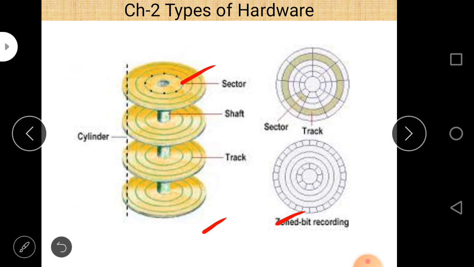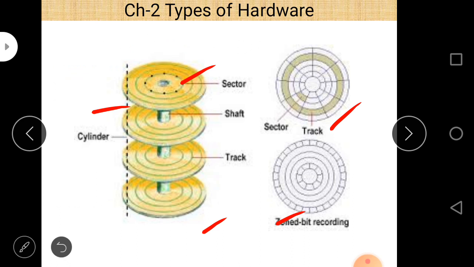Platters are divided into concentric circles. Concentric circles are called tracks. Tracks are again divided into pie-shaped regions, that is called the sector. And if we join each and every track, then we get a cylinder here. And in a platter there are 2 read-write heads on both sides, and these read-write heads are connected to an access arm, and by rotating the disk we can store the data in magnetic form on this disk. So that is the concept of hard disk.